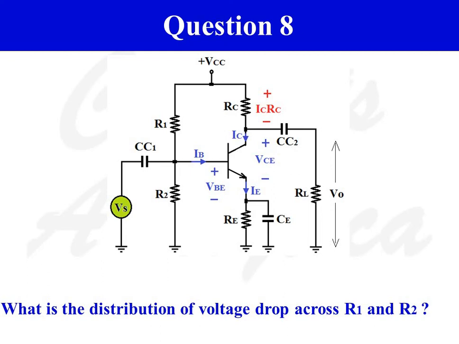What is the distribution of voltage drop across resistance R1 and R2? Voltage drop across resistance R2 is equal to VBE plus VRE and voltage drop across resistance R1 is equal to VCC minus VR2. So this is the voltage drop across resistance R1 and resistance R2 when no input signal is applied.